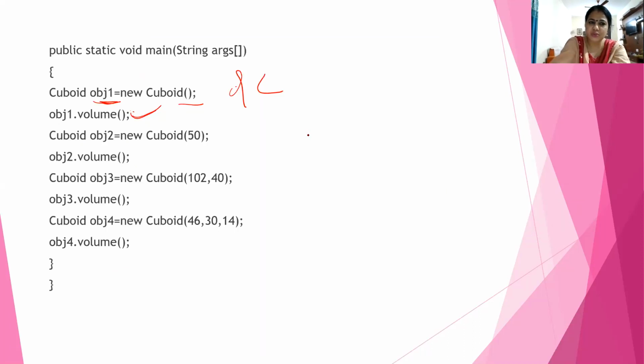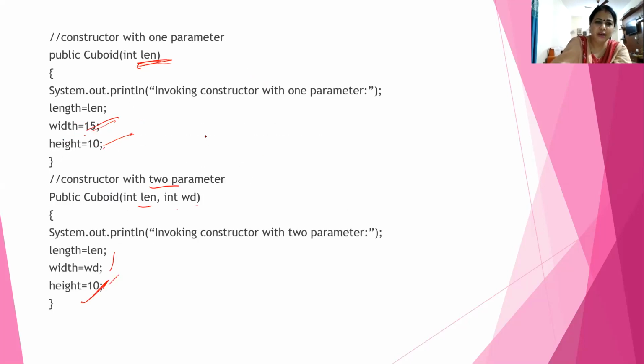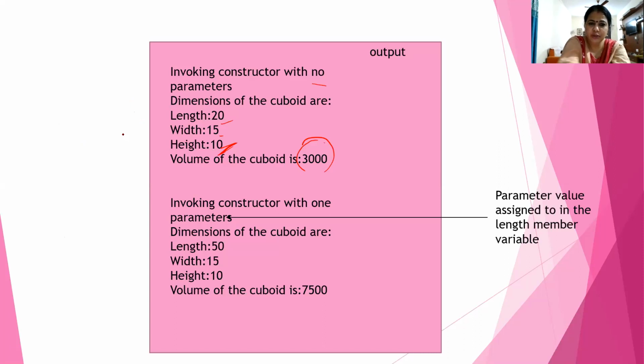Now next comes the second, the one-parameter constructor, where 50 has to be given. So 50 goes here and is assigned, and the rest will be 15 and 10. Look at the output here: it will be 50 and 15 and 10 multiplied, and the result will be like this.